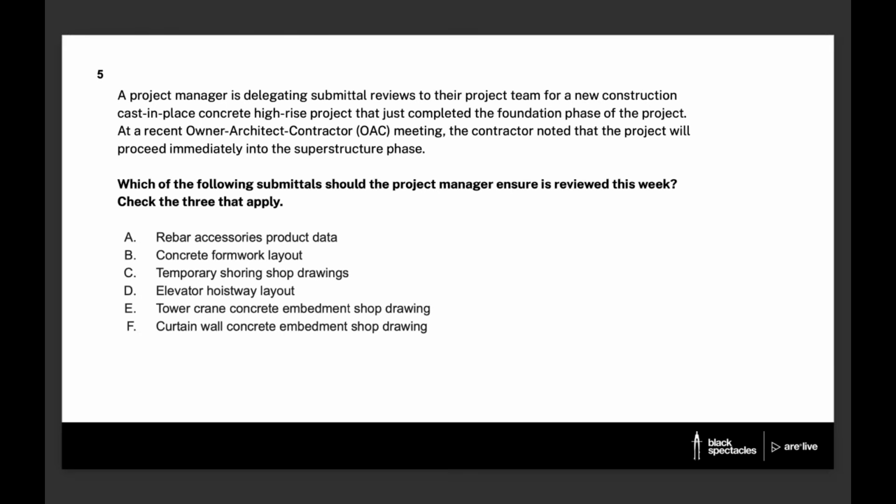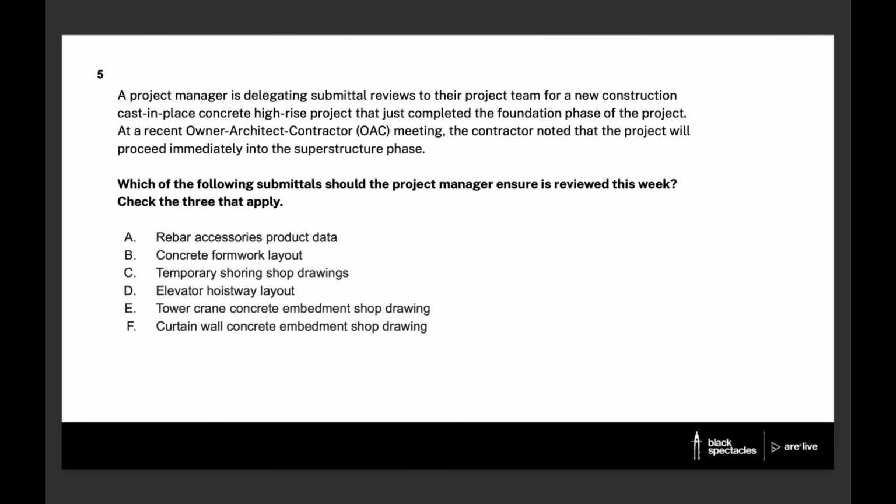It could, if something goes wrong with that temporary shoring. Now, shoring holds up earth from caving into a hole. You don't want to be involved in reviewing that. That's really on the contractor and an engineer that they hire to design that sort of thing. So with that, B and C are incorrect, and we're going to look at D, the elevator hoistway layout.